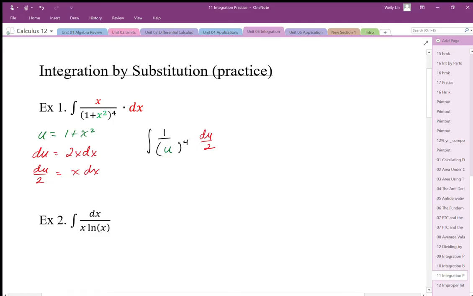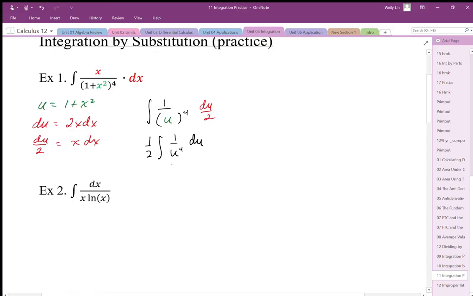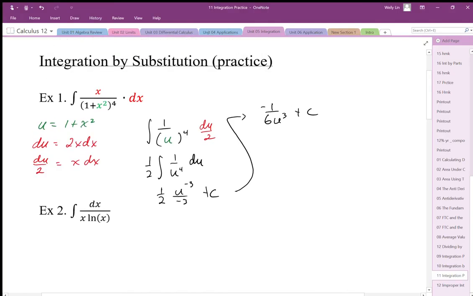So I'm just going to clean this up a bit. I'm going to take that 1/2 out because that's not going to be involved in the integration. And I can just integrate with respect to u, so I end up with 1/2 u to the power -3 divided by -3 plus c. When I simplify this, I end up with -1 over 6 u cubed plus c, and there's my indefinite integral. I'll call that one y.